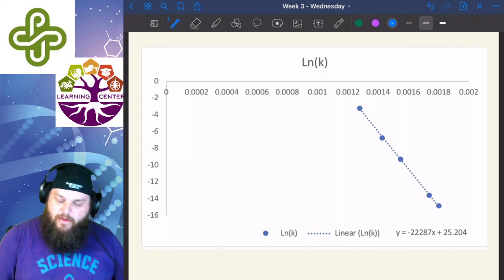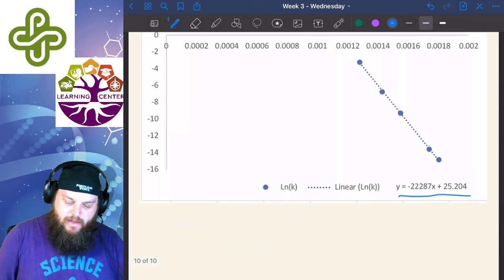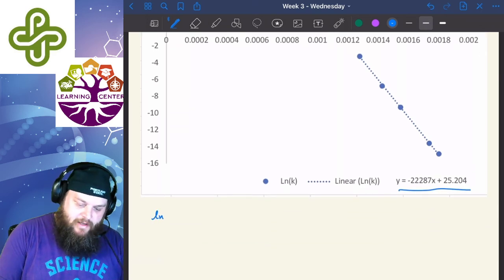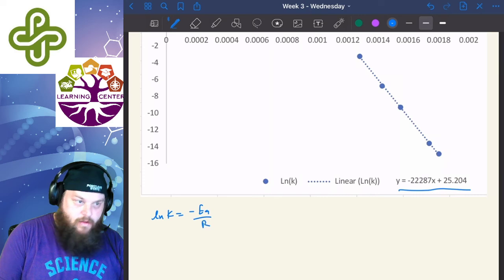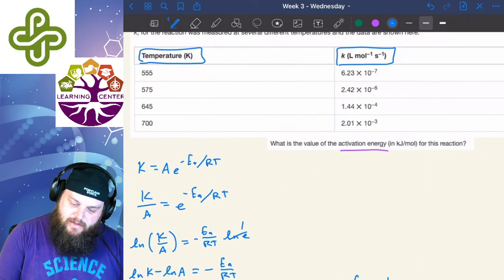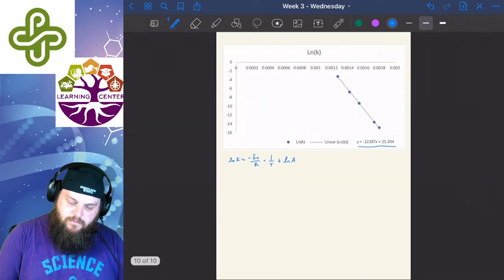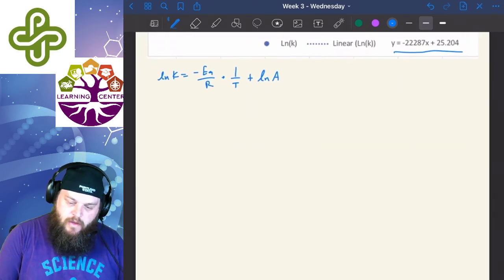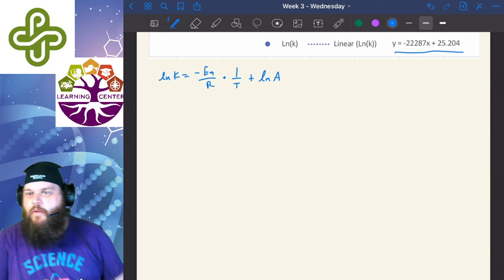But now, how can we utilize this equation? Well, like I said, the natural log of k is equal to negative EA over R times 1 over T plus the natural log of A. And what this question was asking for is this activation energy, that EA. So we have the equation for that.